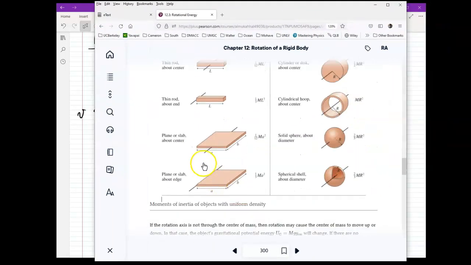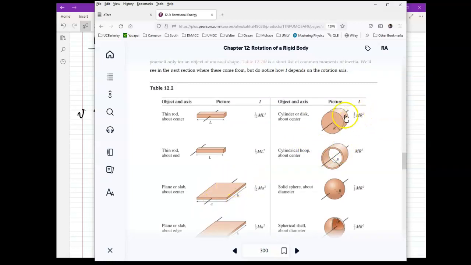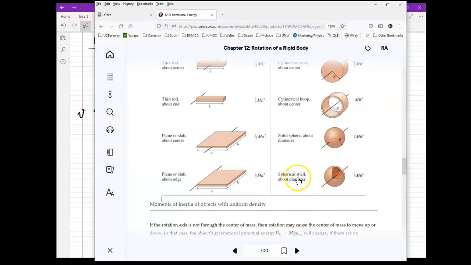Okay, and then you have a slab and a slab on the side. Again, maybe this is not important, but anyway. So we have here a cylinder or a disc or a wheel. That's 1/2 mr squared, R being the radius. For a hoop or a ring, it's mr squared without the half. So there is a 1 here, if you know what I mean. And then we have a solid sphere, a ball, it's 2/5 mr squared. And then for a spherical shell, 2/3 mr squared.